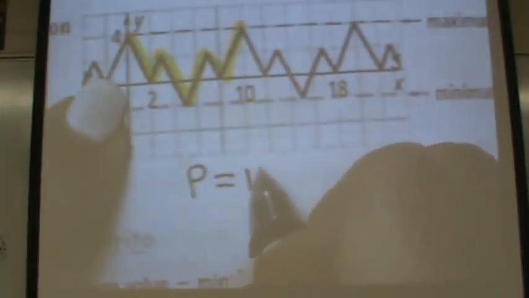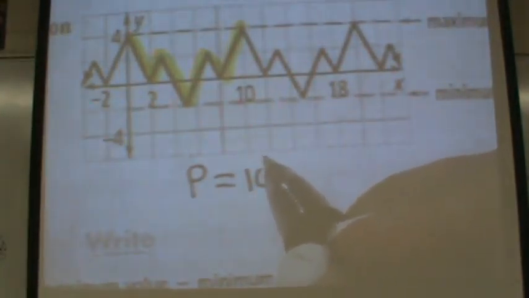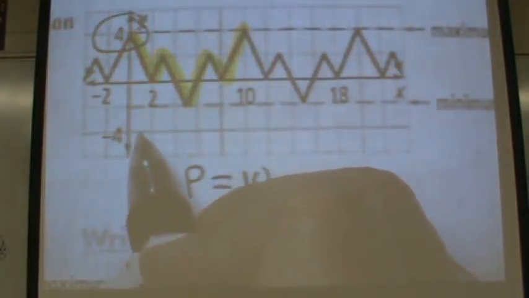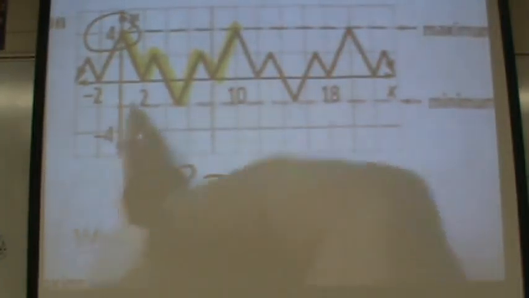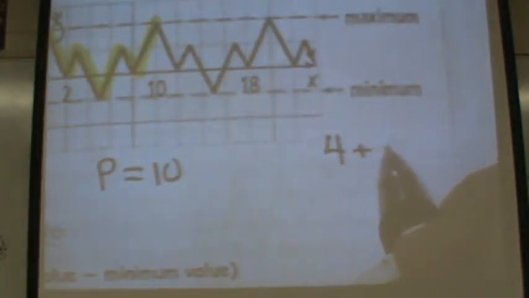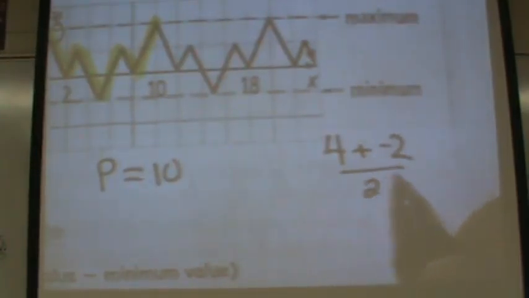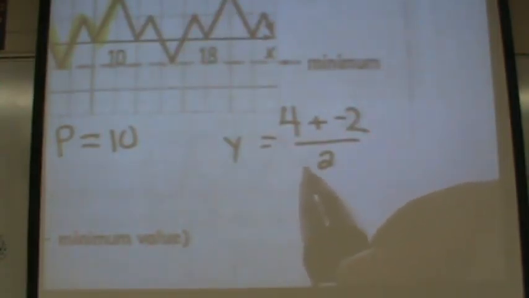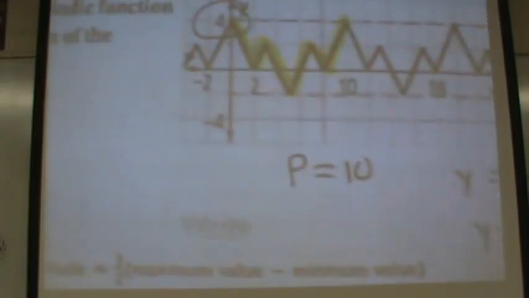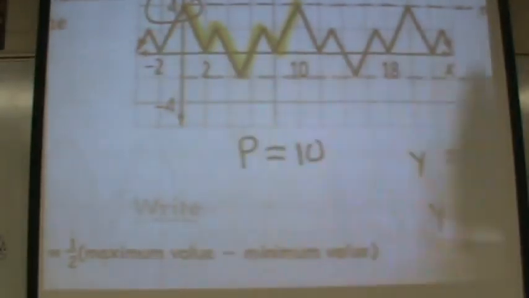Period is 10. If I wanted to find the midline, you're gonna take your highest number, which is what? 4. Take your lowest number, which is? -2, these are going by 2s. So 4 plus -2 and divide by 2. What do you get? 1. Yep. So y equals 1 is your midline.